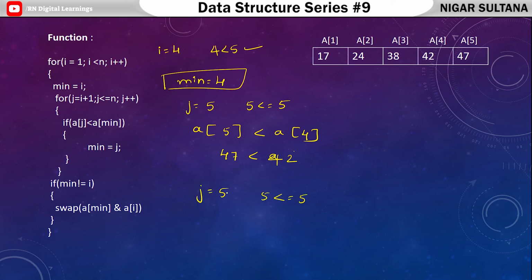Increment the value of j. When I increment j, it will be 6. Is 6 lesser than or equal to 5? It's false. When it is false, come out of the loop. Check this condition. Is minimum, that is 4, not equal to I value, which is 4? So 4 is not equal to 4. It is false. When it is false, then no need of swapping. Check the array. All my elements are arranged in ascending order.